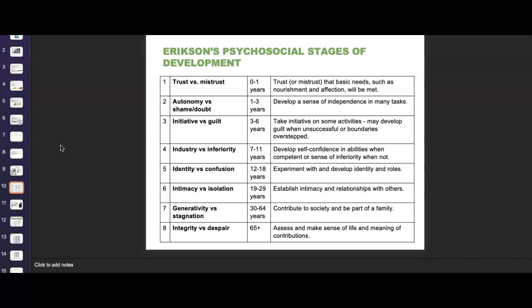The final stage is integrity versus despair. This is when you are 65 and up. This is when you begin to assess and make sense of life and the meaning of your contributions. You look back at your past and assess how you contributed to your life and the world around you. So Erikson took things a huge step further in comparison to Freud.